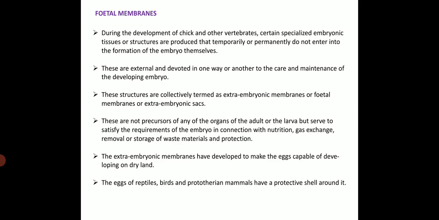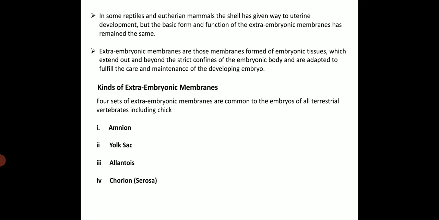The extra-embryonic membranes have developed to make the eggs capable of developing on dry land. For example, the eggs of reptiles, birds and prototherian mammals have a protective shell present around them. In some reptiles and eutherian mammals, the shell has given way to uterine development, but the basic form and function of the extra-embryonic membrane has remained the same.